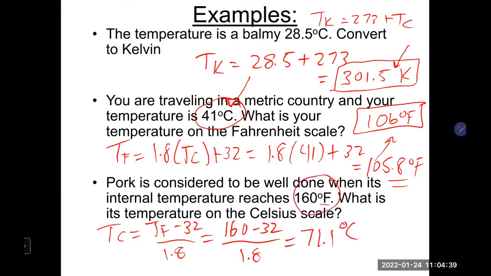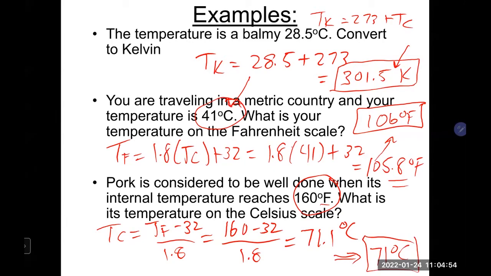Same deal here. We're going to look at our original number here, which is 160, a whole number. So we would take this to 71 degrees Celsius. Any questions on any of those examples?